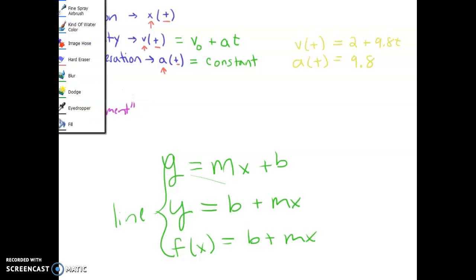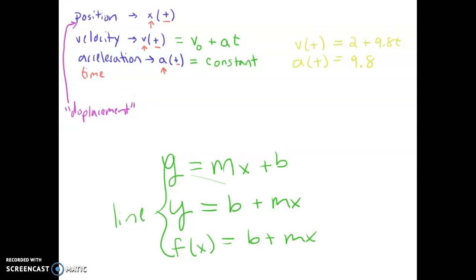Okay, and the final equation we're going to go over, position. Position equals x naught, in other words, initial position, plus v naught t plus 1/2 a t squared. Another type of equation we should recognize.